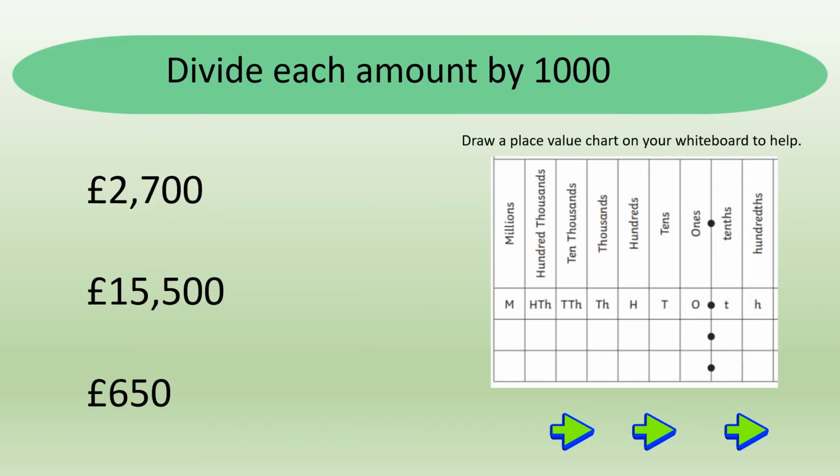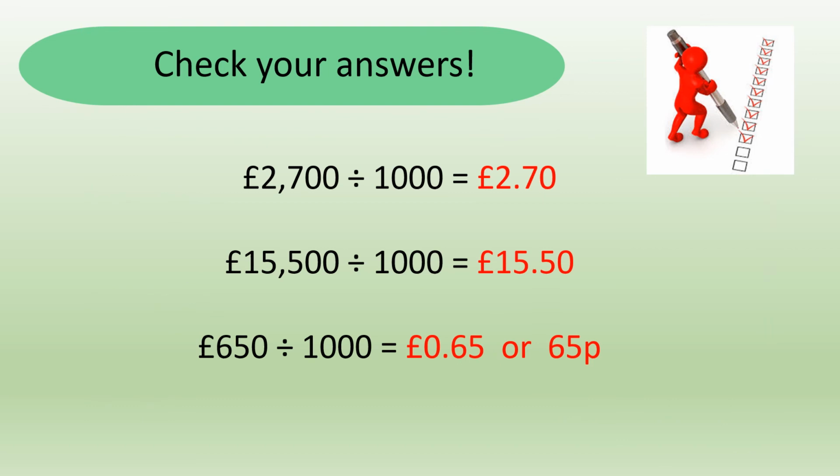Now it's your turn. Pause the video, draw yourself a place value chart, and try dividing each amount on the screen by 1,000. Pause the video to self-mark your answers. If you made any mistakes, can you try and work out where you went wrong?